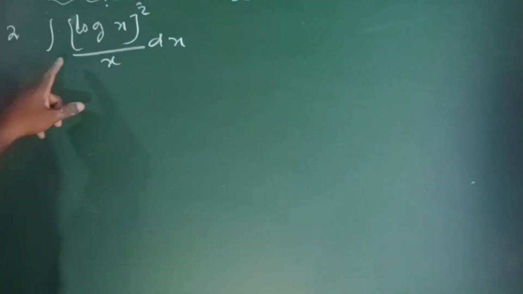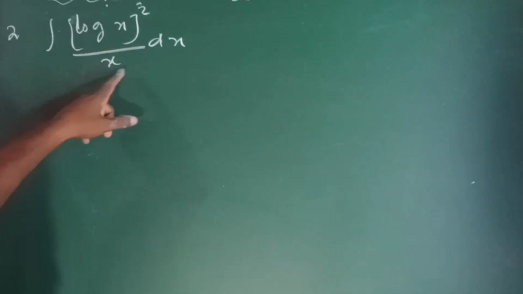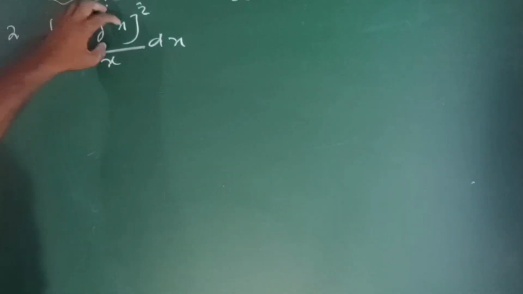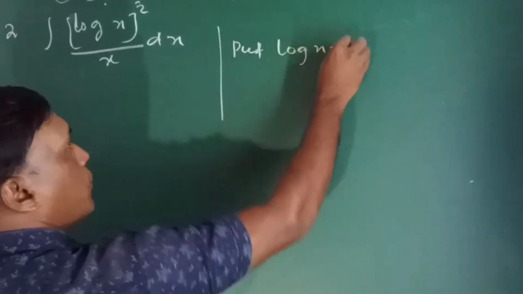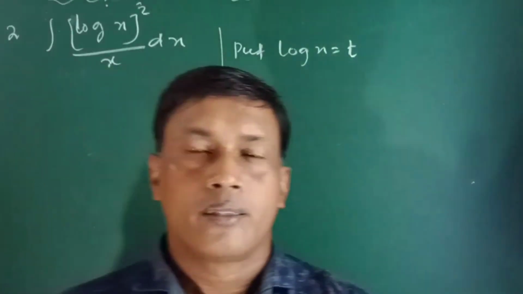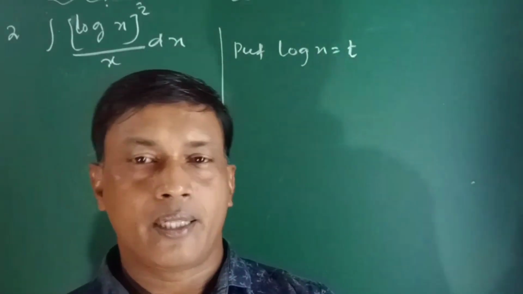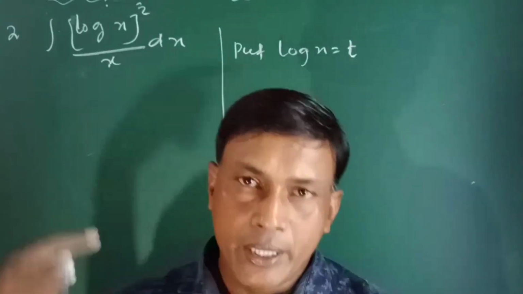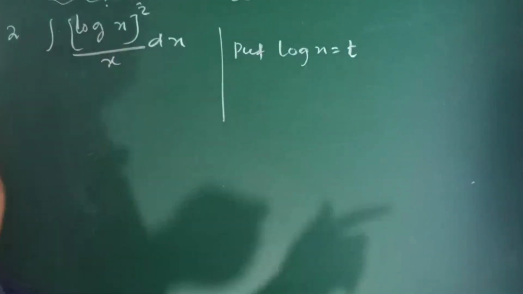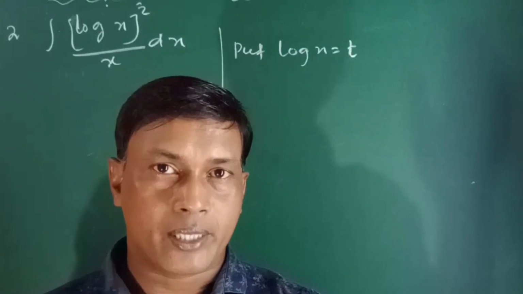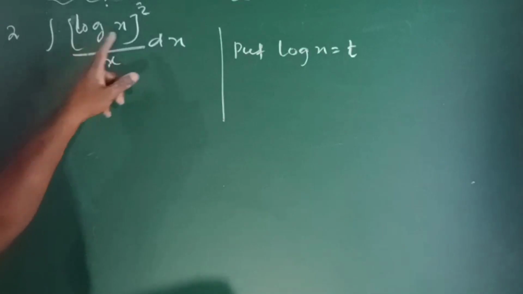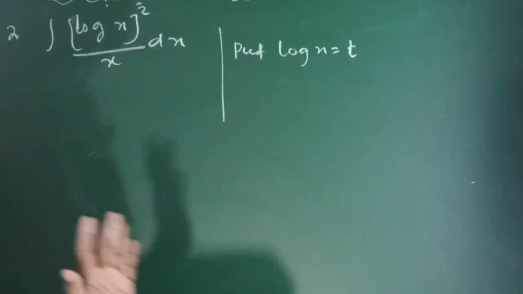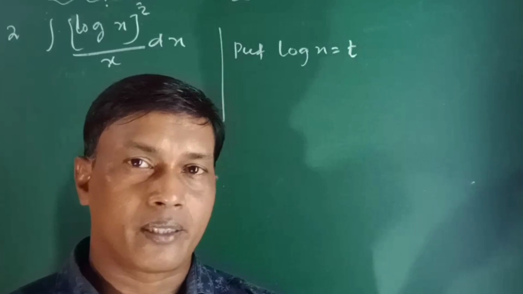Another question is the integration of log x whole square by x dx. This is in the form of x square, but x is replaced by log x. So you have to put log x equal to t. But I have said one thing: if you want to substitute a function, then the derivative of that function must be given. Here you want to substitute log x. The derivative of log x is 1 by x, and it must be present, right? Look here, the derivative of log x is 1 by x, and 1 by x is here.